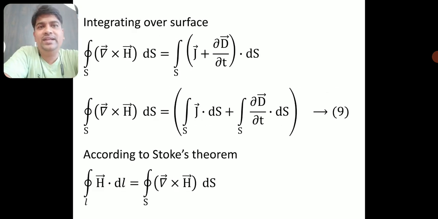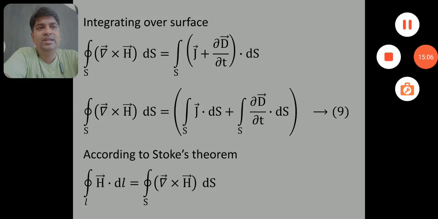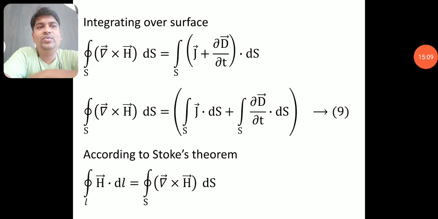Let us move further and do the integration. I'll take the surface integral on both sides. So the surface integral of curl of H dot dS is equal to the surface integral of (J plus ∂D/∂t) dot dS. Now I am splitting the surface integral on the right hand side into the two quantities: surface integral of J dot dS plus the surface integral of ∂D/∂t dot dS. That's equation number 9.